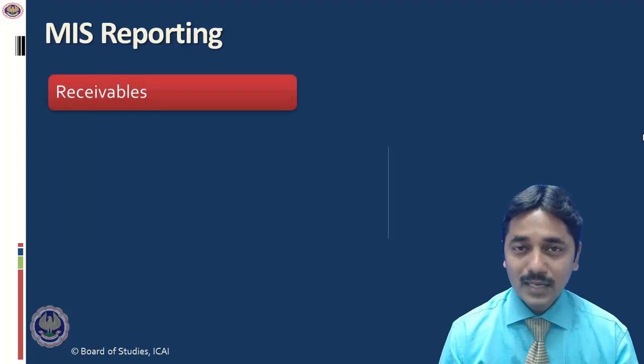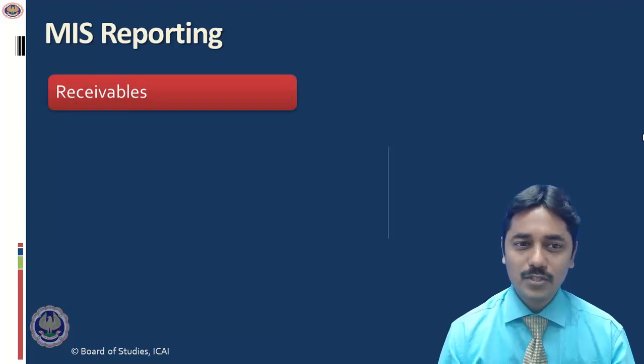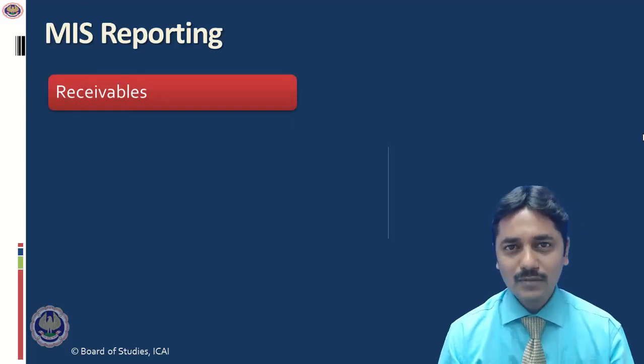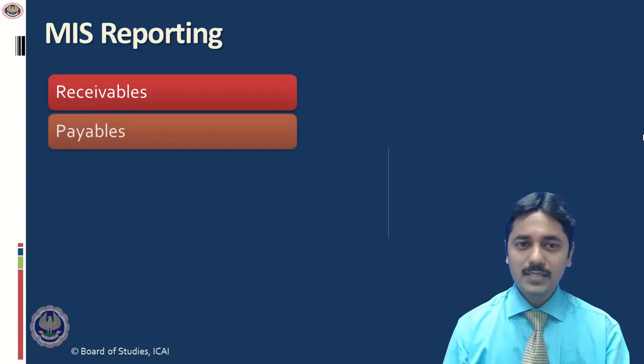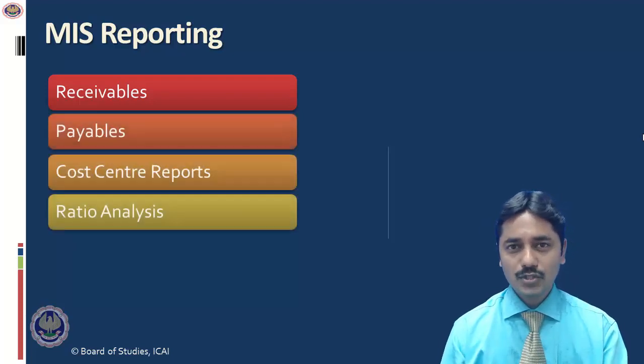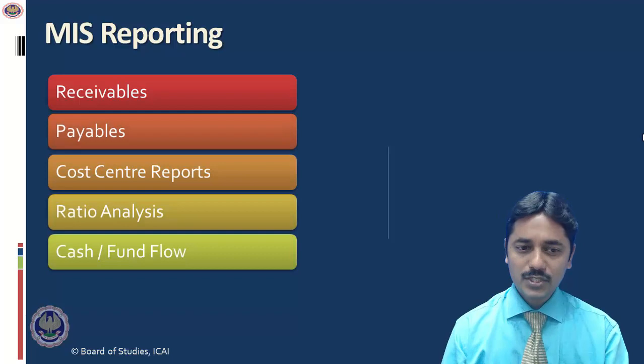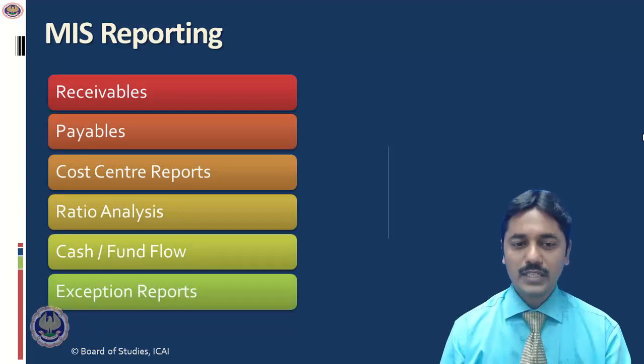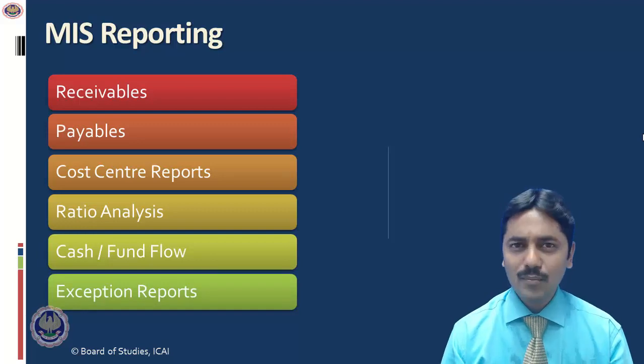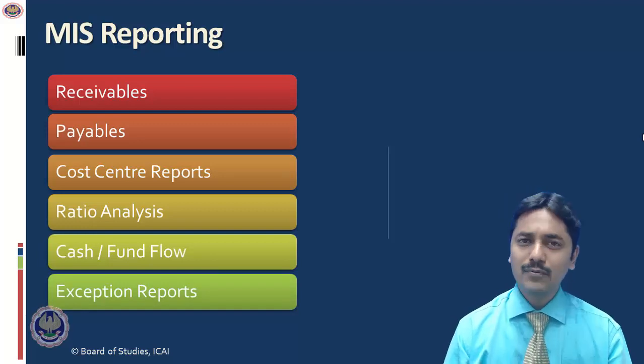MIS reporting. MIS stands for Management Information System. In case of MIS reporting, we discussed receivables, payables, cost center reports, ratio analysis, cash and fund flow statements, and exception reports. Receivables are basically from debtors, sometimes it may be from creditors also.